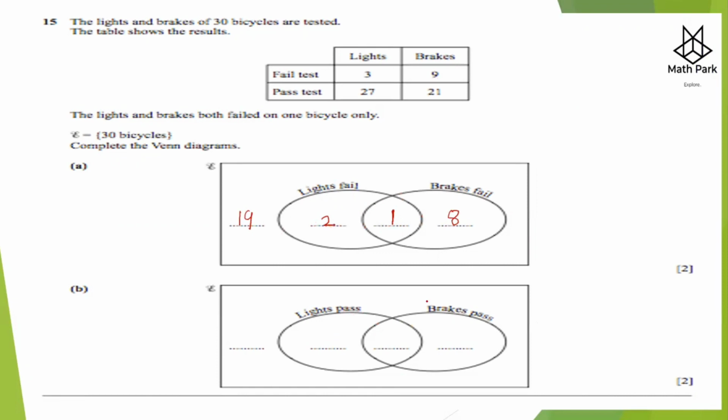Now moving to the next part, the lights pass and brakes pass. So lights pass, it is 27 and brakes pass, it is 21.